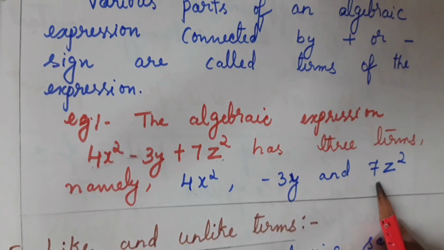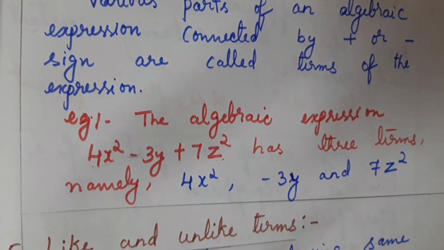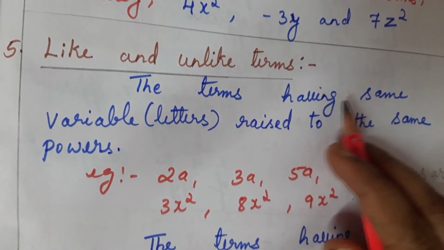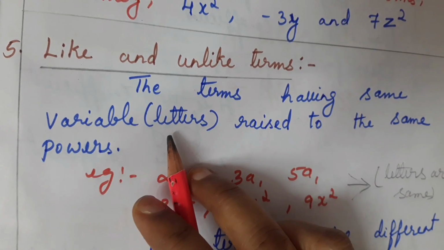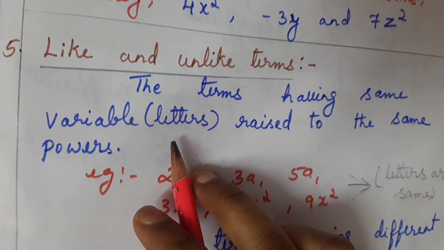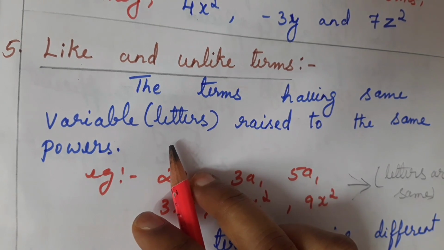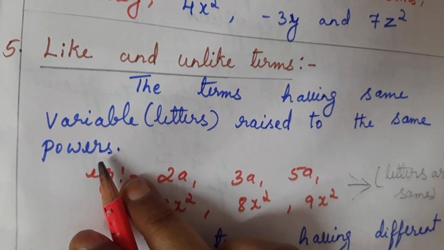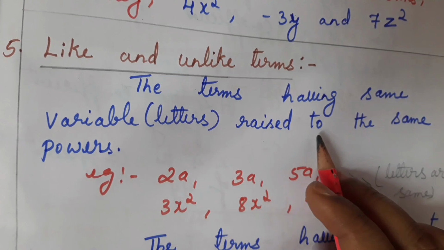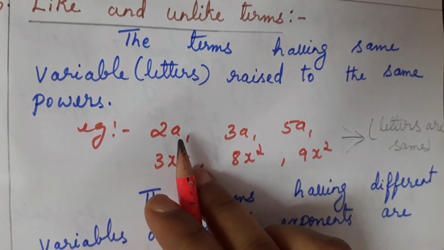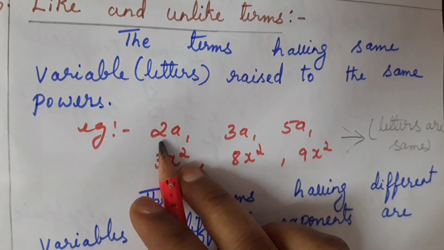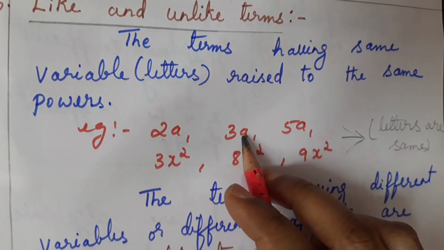And the next important point is like and unlike terms. Like terms are terms having the same variables or letters. For like terms, letters are important, and variables are the English letters, so hold on to those. Letters are important. They must be raised to the same power; the exponent also we have to check. Same variable and exponent. Example: 2a, 3a, 5a. Ignore the numbers and concentrate only on the letter.